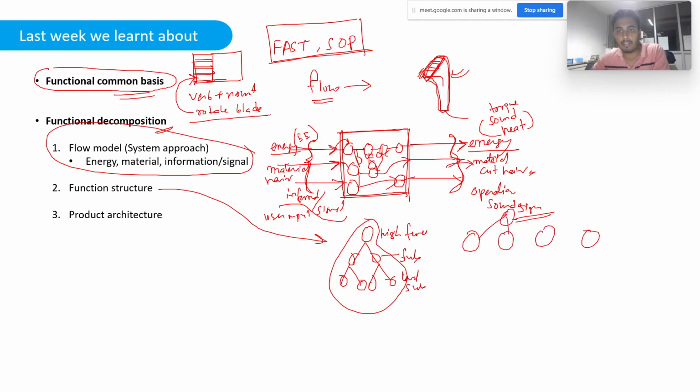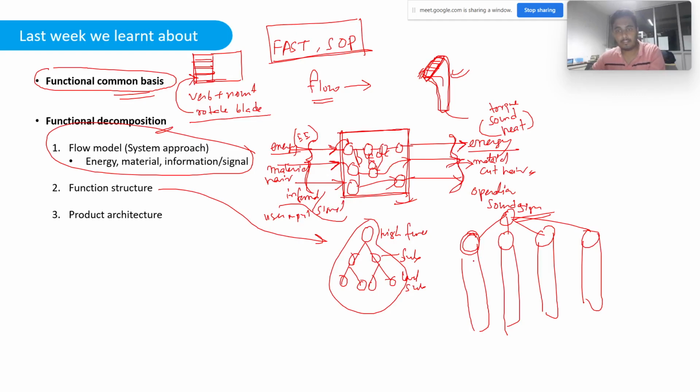So you may have an overall product functional goal, and there can be multiple critical function parts, and these can only be derived using this sort of flow model. And we realize that this is not a tree structure, this is more like a complex structure having interrelationship between different critical function parts. And at the end we briefly discussed product architecture, and I will continue the discussion today.